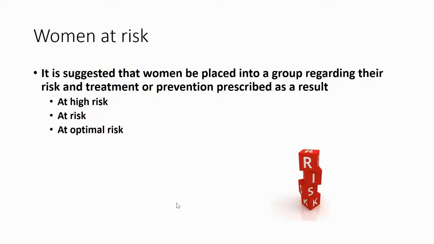So it's now suggested women are placed into a category by their physician regarding their treatment area. So you're either at high risk for a cardiovascular event, at risk, or at optimal risk, which is really where you want to be, meaning your chances are the lowest at optimal risk.